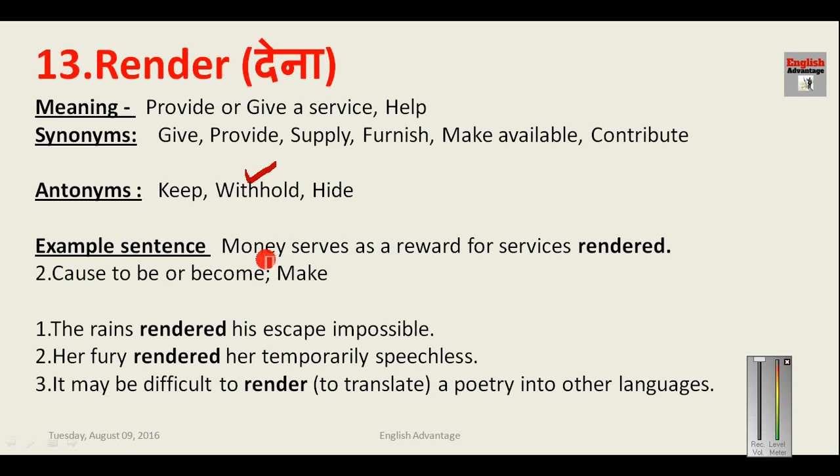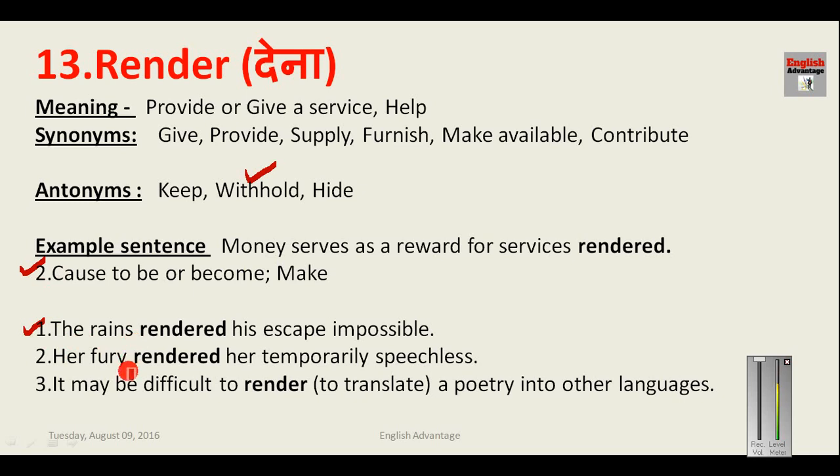Money serves as a reward for services rendered. Now this is the second meaning: cause, to be or become or make. Now let us look at the example sentence. The rains rendered his escape impossible. The rains rendered, or you can say the rains made his escape impossible.